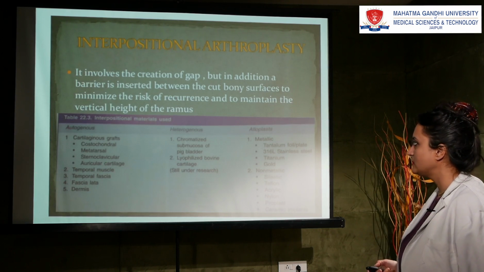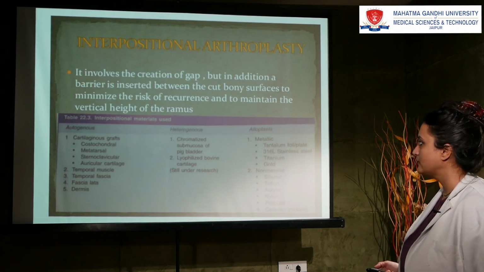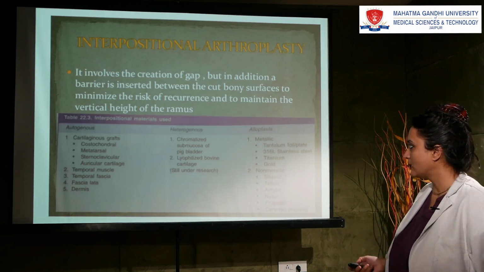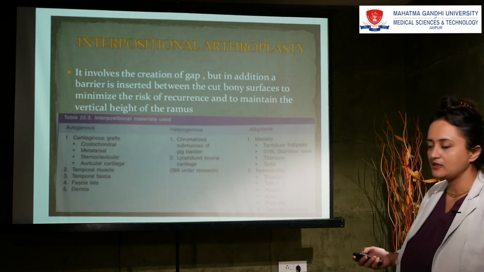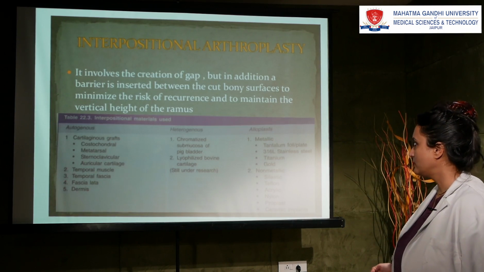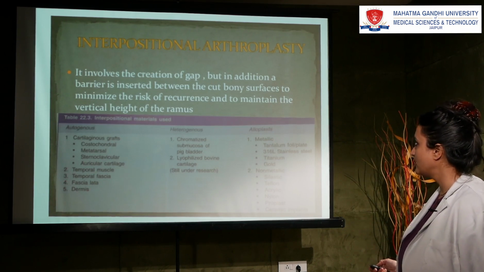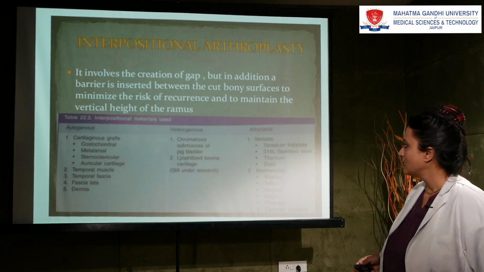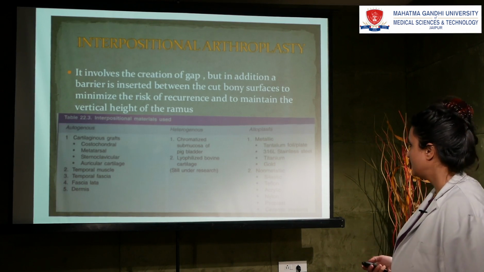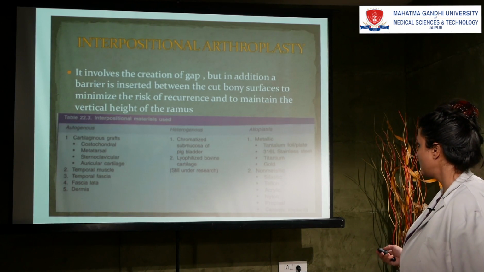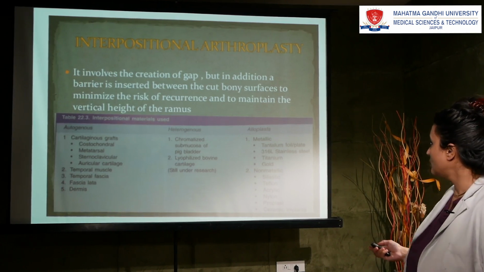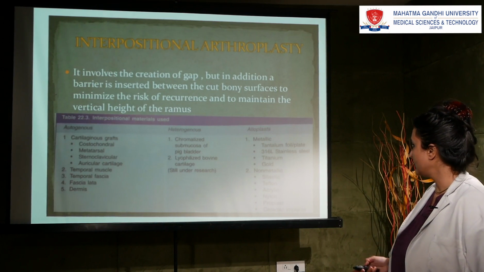Various autogenous materials I have already told you. Cartilaginous grafts, we can use costochondral, metatarsal, sternoclavicular, auricular cartilage, temporal muscle as well as fascia, fascia lata or dermis. Heterogeneous grafts are chromatized submucosa of pig bladder, lyophilized bovine cartilage, etc. Alloplastic materials are metallic, that is tantalum, 316 stainless steel, titanium, gold. Non-metallic are silastic, Teflon, acrylic, nylon.